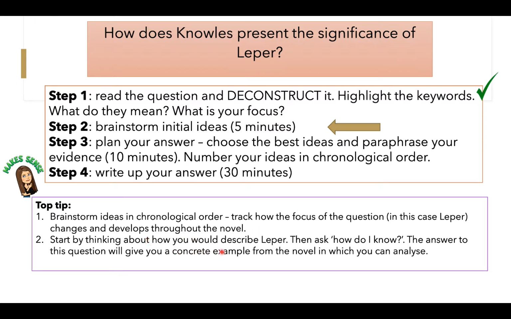Start by thinking about how you would describe Leper. So think about maybe descriptive words that you would use for this character, and then ask yourself, well, how do I know that? How do you know? That's the method, okay? And it links back to the question, how does Knowles present Leper? So if you're able to say, well, I know this because he wears a white hat, or I know this because he enjoys being around nature, then we're talking about methods and we're identifying anything that can link back to this idea of present.